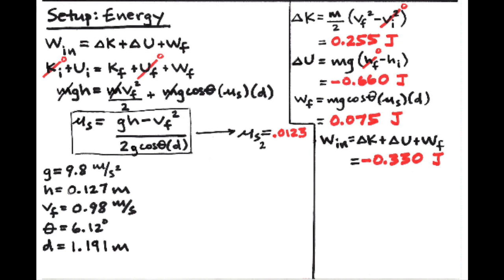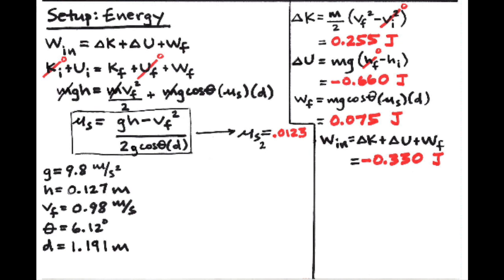Additionally, on the right, we have the delta K, delta U, and work done by friction. All are positive except the delta U. Obviously, the potential change is negative, and we find that the work in is actually equal to negative 0.330 in the first trial, which we will discuss later.